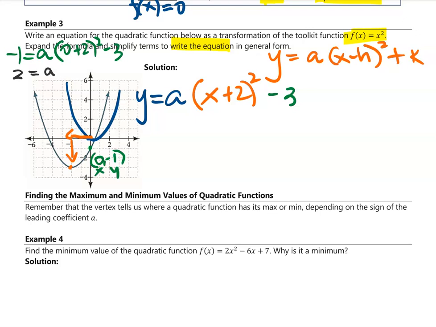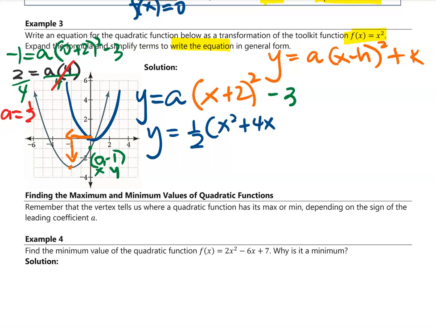0 plus 2 is 2, squared is 4. And then divide both sides by 4. So a is 2/4 or 1/2. So we could use that as 1/2 times x plus 2 squared. If we expand, x plus 2 squared is x squared plus 4x plus 4, minus 3. And then distribute 1/2.